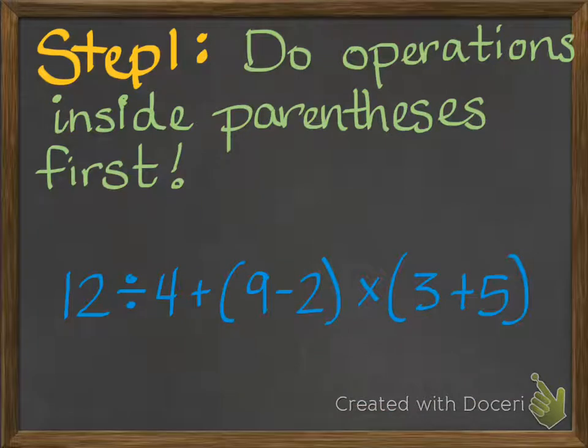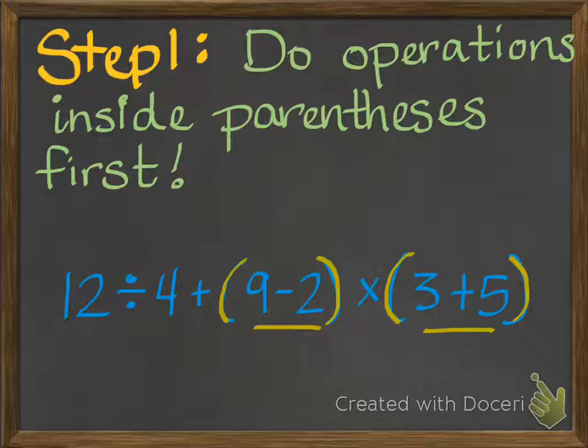Here we go. Step 1, you're going to do any operations inside of parentheses first. So if you see a parenthesis, you're going to do the parentheses first. So if you come to a problem like this that has 2 parentheses, you do the first parenthesis, and then you do the second parenthesis. Okay, so whatever is in the parentheses, you do that first.